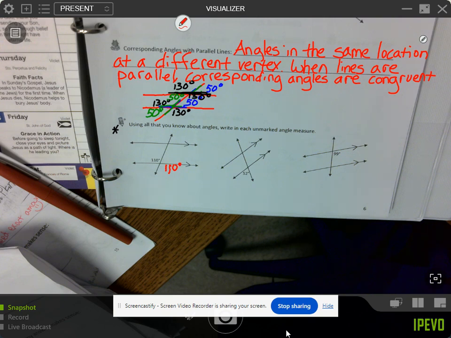How did you know that was 110 degrees? Because they are opposite of each other. They share the same vertex. Now, Mr. Schultz, can you tell what Layla used to know that that was 110 degrees? Oh. Vertical angles.